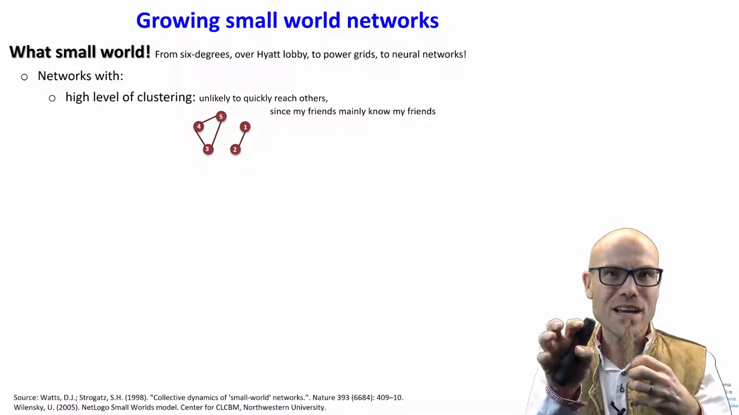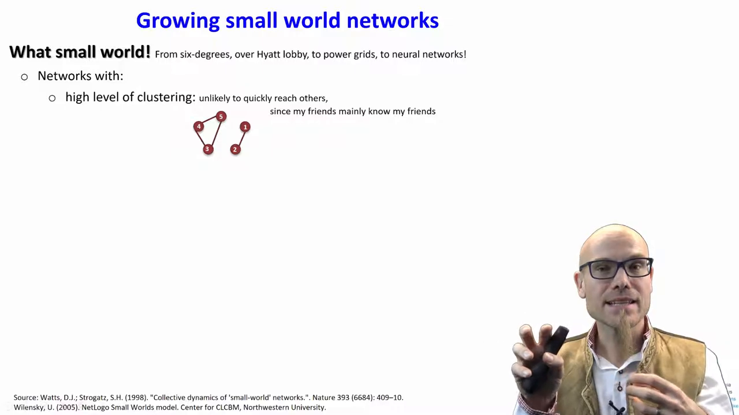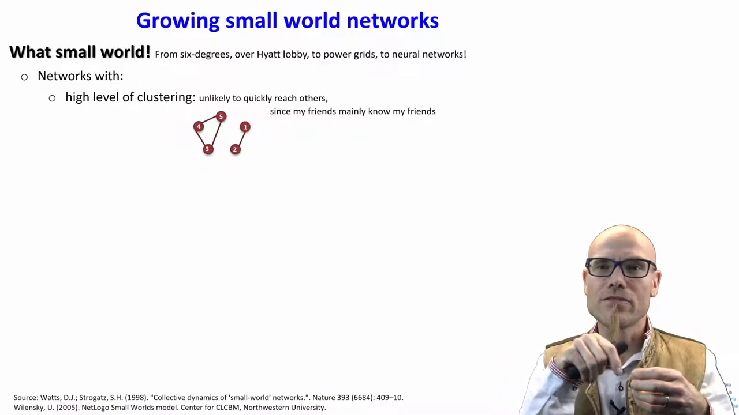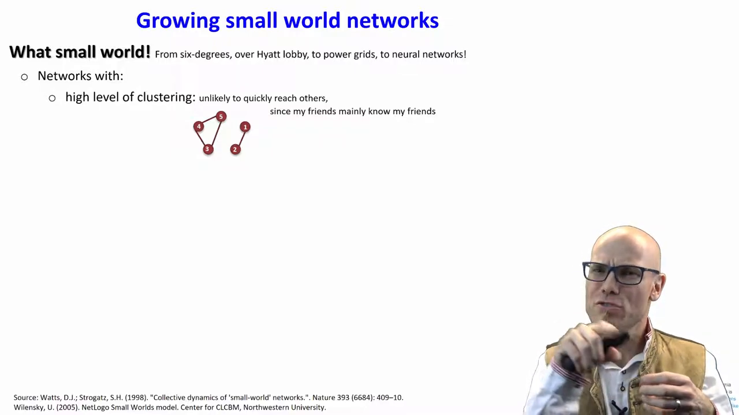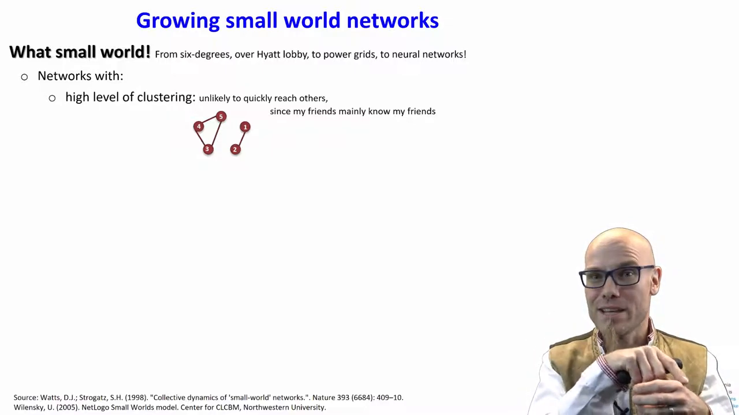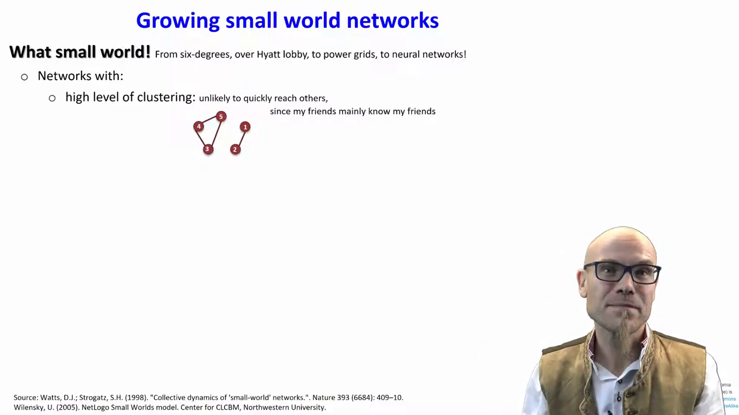We cluster together. But with a high level of clustering, it's unlikely, and it takes longer, to reach everybody, right? Because I'm connected very closely to my cluster of friends, and my friends are all connected to my friends. But to reach somebody else, that takes much longer. I might have to go to the other end of my cluster in order to bridge over there, right?